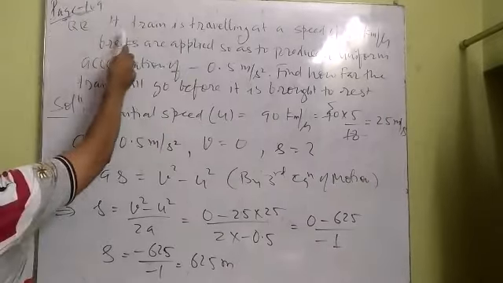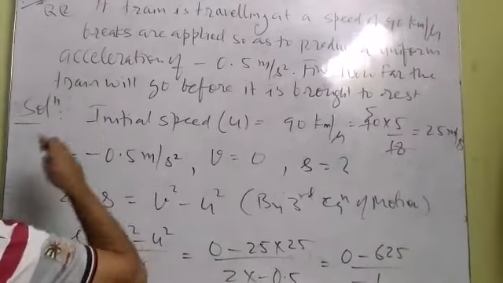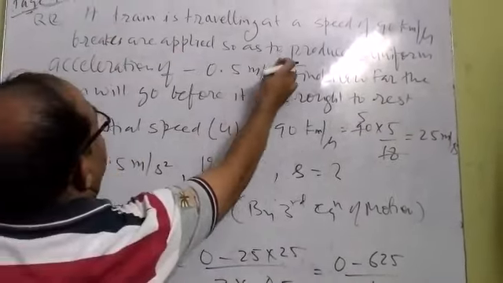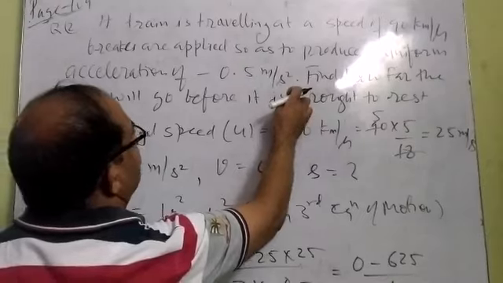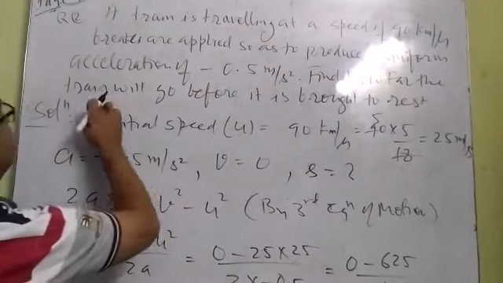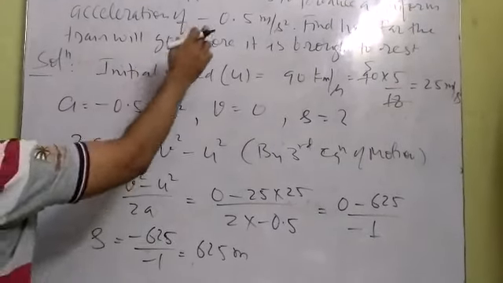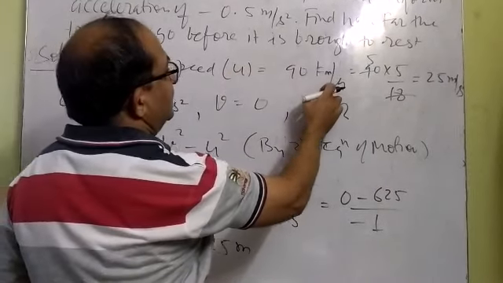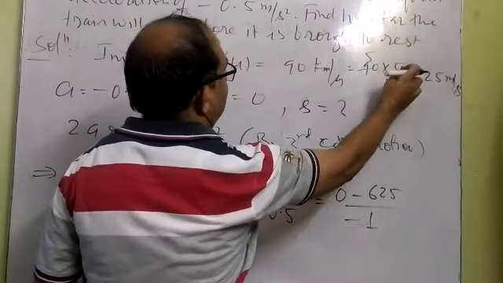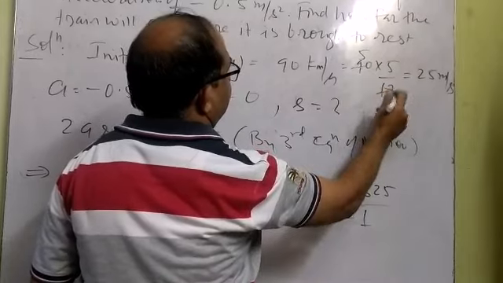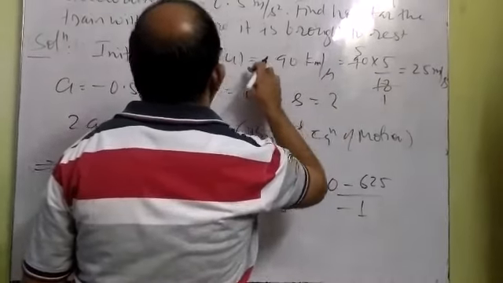The next question, number 2: A train is travelling at a speed of 90 km per hour. Brakes are applied so as to produce a uniform acceleration of minus 0.5 meter per second square. Find how far the train will go before it is brought to rest. Since the initial speed of the train is given, u is 90 km per hour, we need to convert this km per hour into meter per second. For this I multiplied 90 by 5 by 18. After cancellation of 18 and 90, we get 5 times 5, 25 meter per second, which is the initial speed.